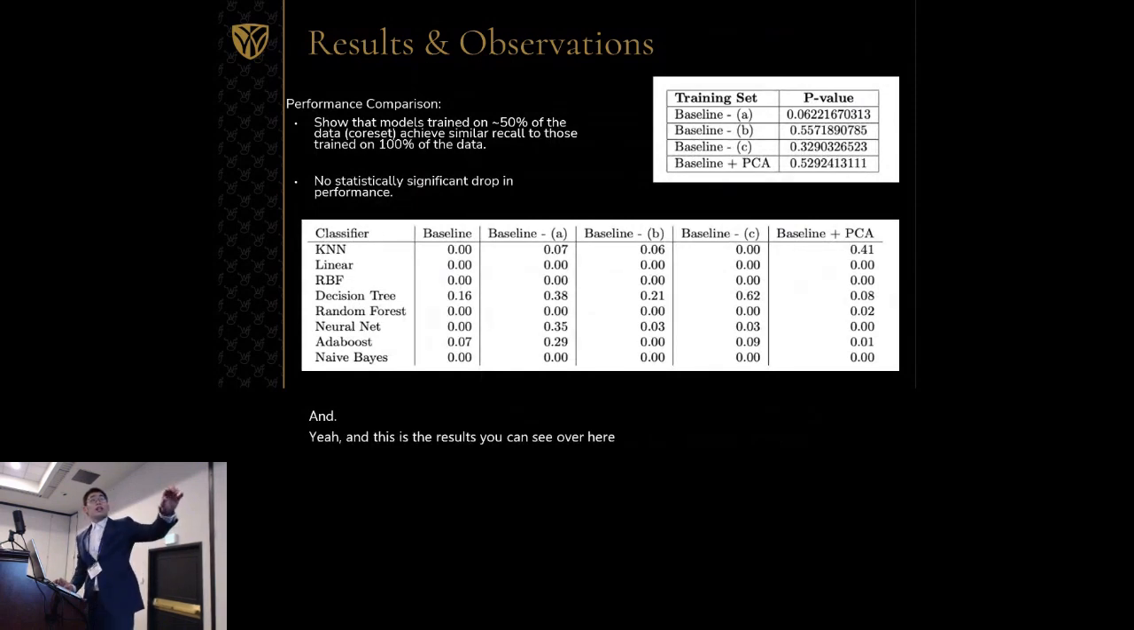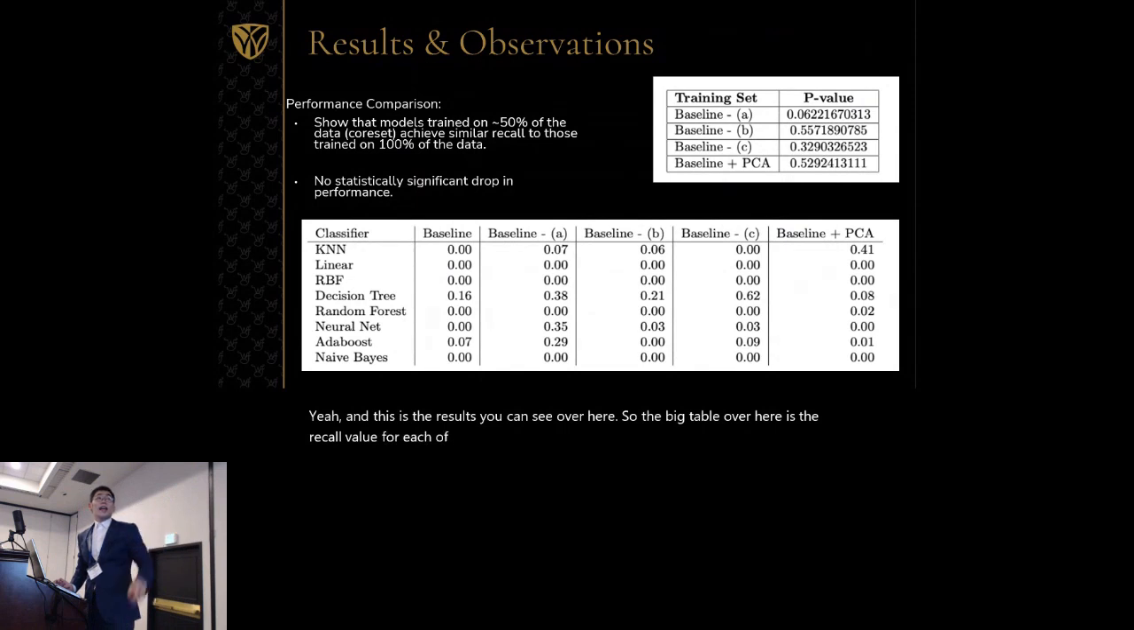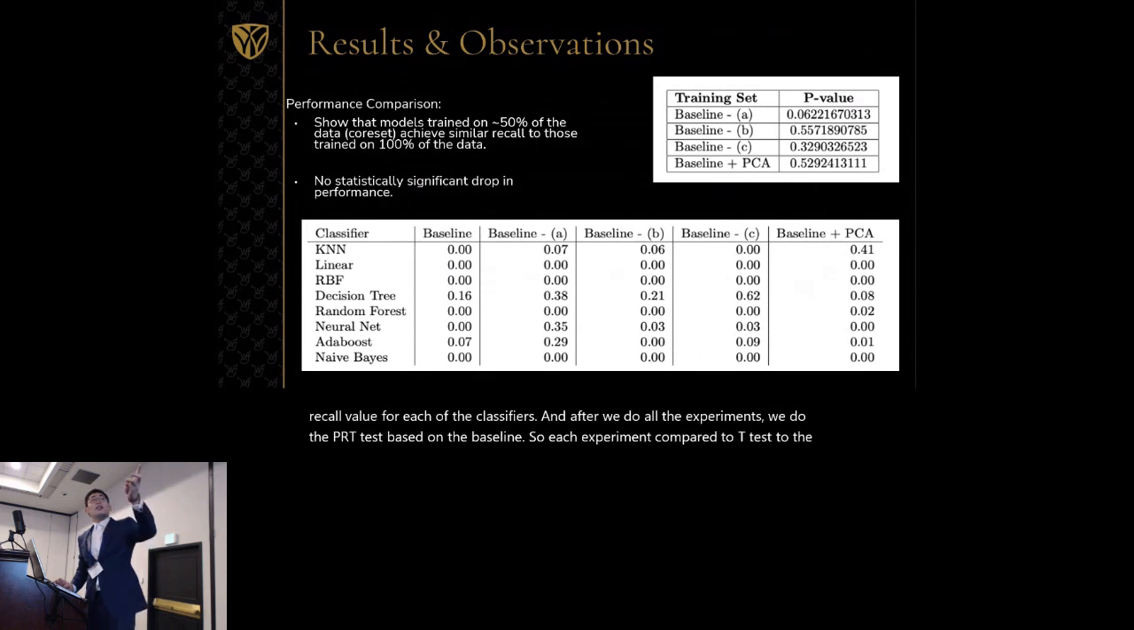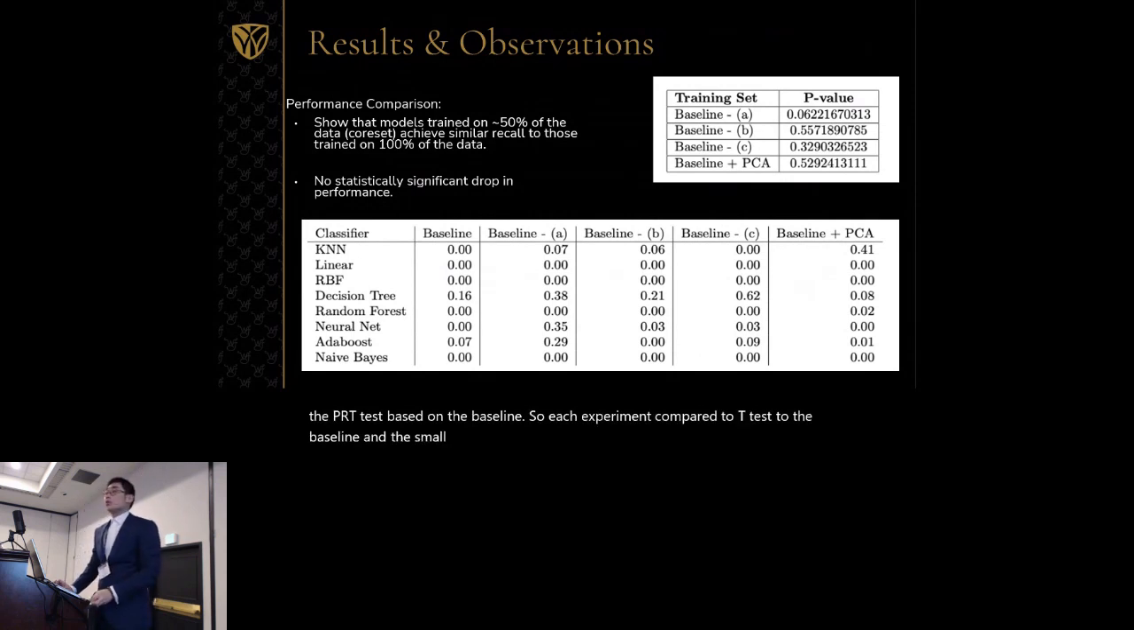So the big table over here is the recall value for each of the classifiers. After we do all the experiments, we do the t-test based on the baseline. So each experiment is compared to the baseline with a t-test. And the small figure shows the p-value, which shows no significant drop in performance.